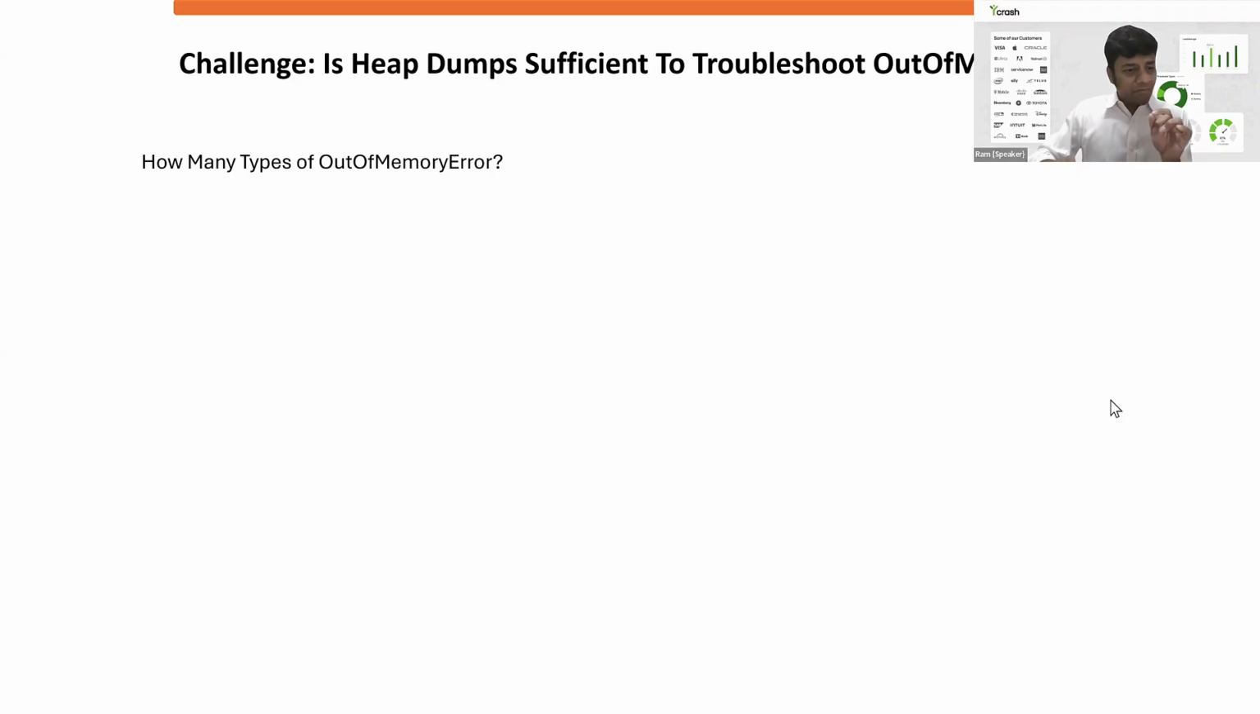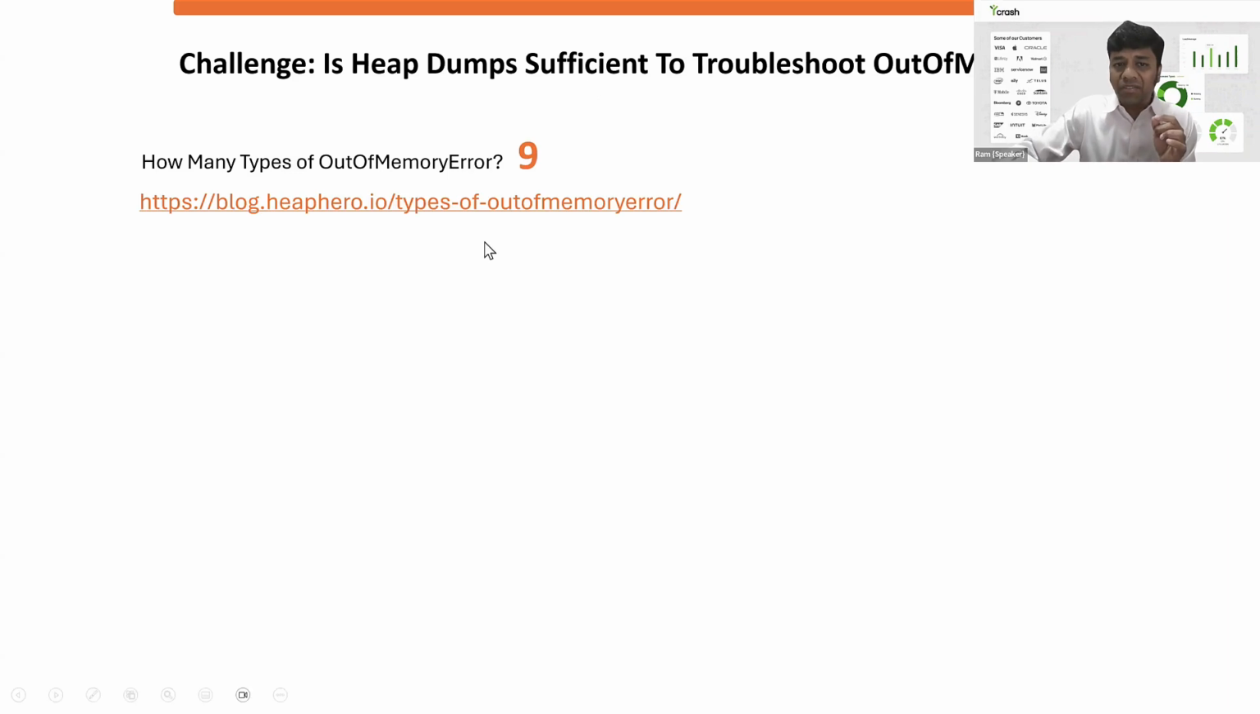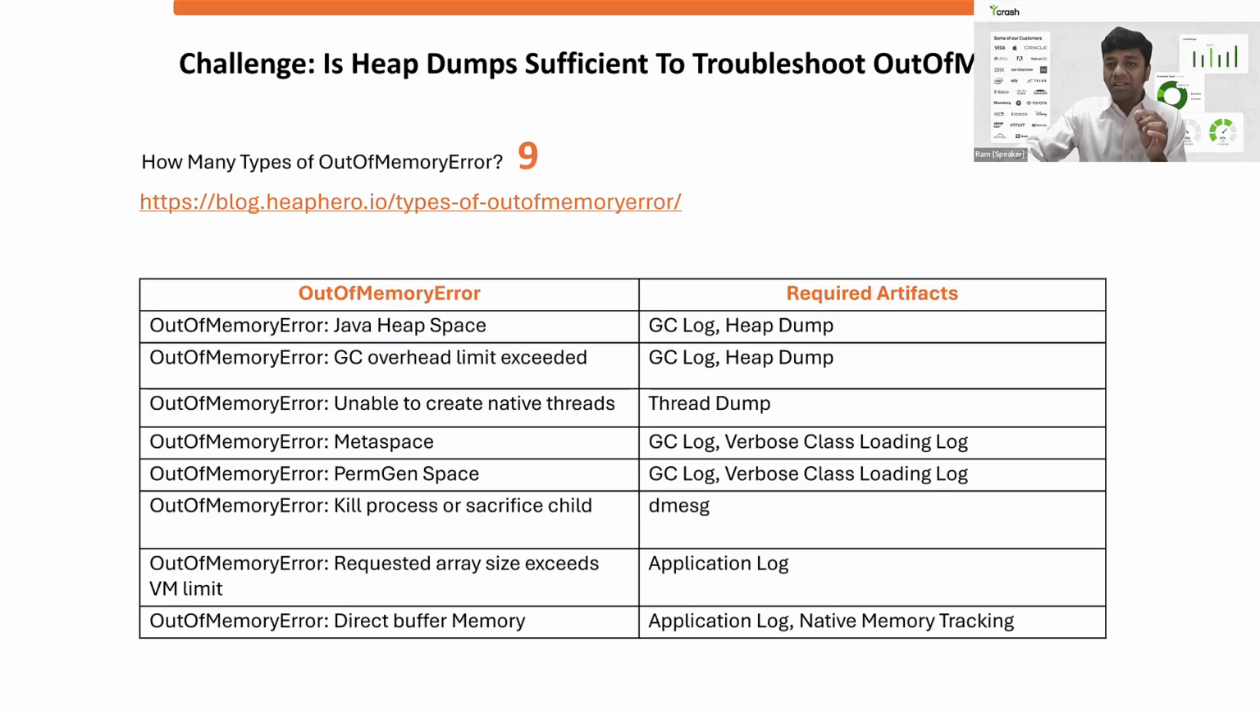Friends, when I ask this question and tell the answer, people get surprised. Actually, there are 9 different types of out of memory error. It's not one type. There are 9 different types. So heap dump is not sufficient to diagnose all these 9 types of out of memory errors. In fact, these are the different types of out of memory errors.